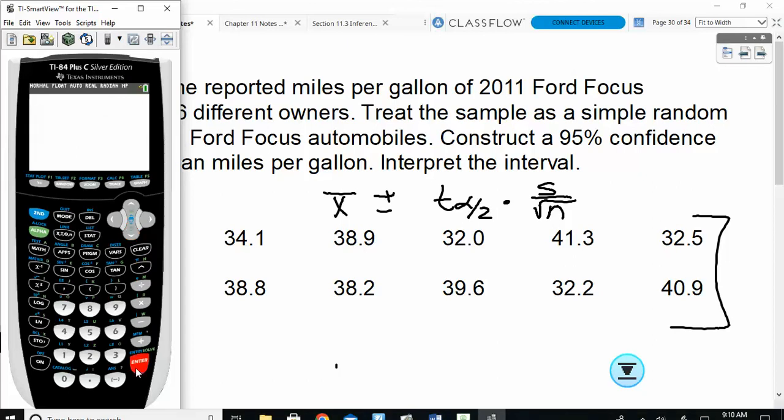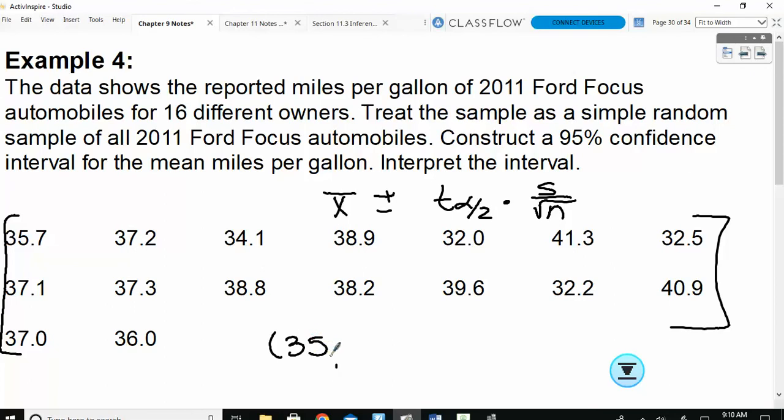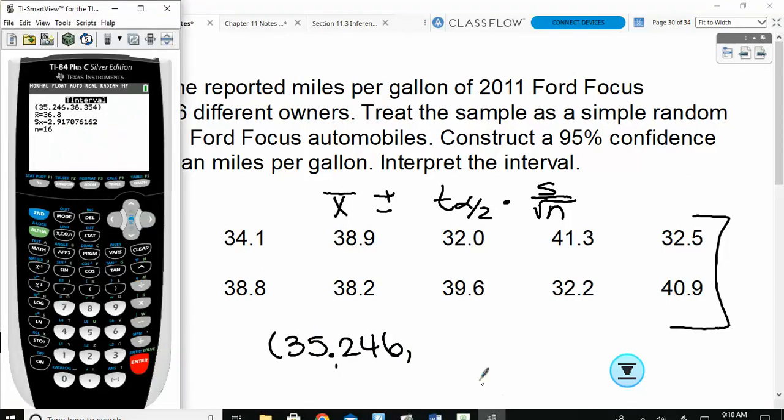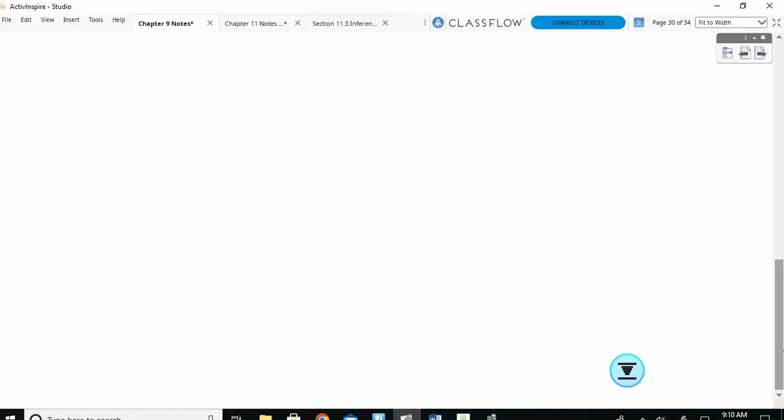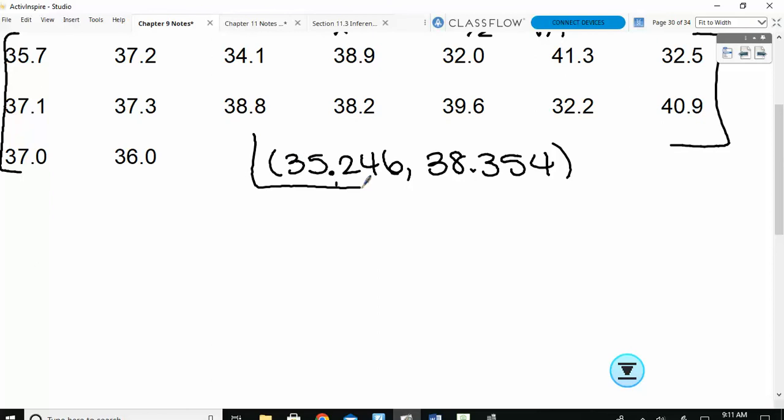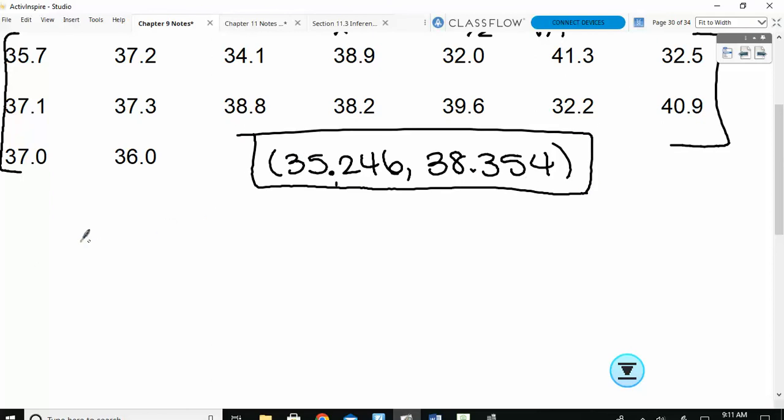And then we can go to calculate. And so it gives us 35.246 to 38.354. That's my confidence interval. I asked you to interpret, so tell me what this means.